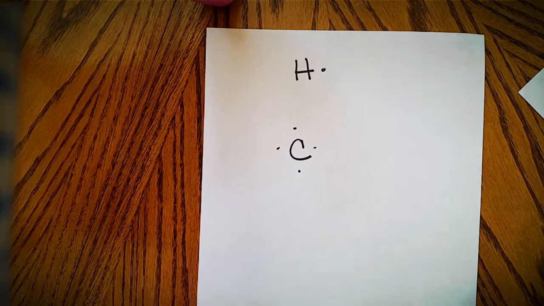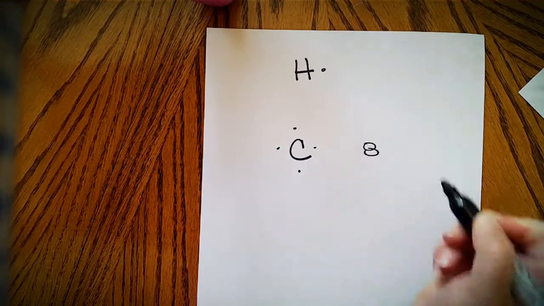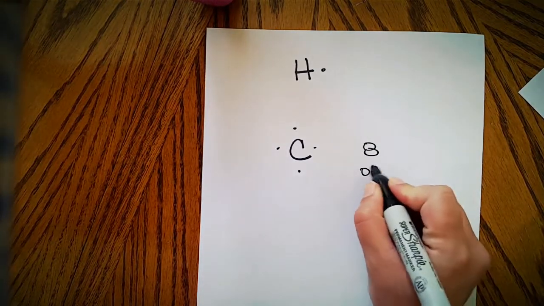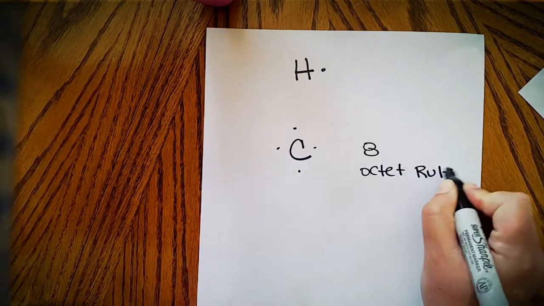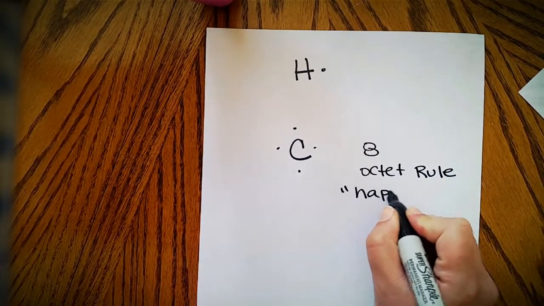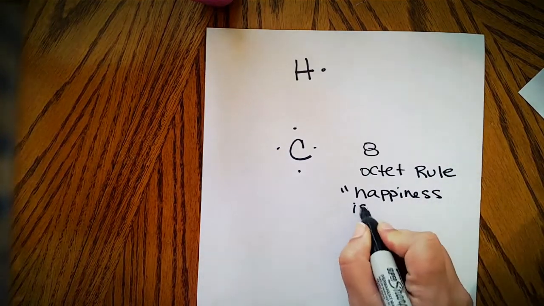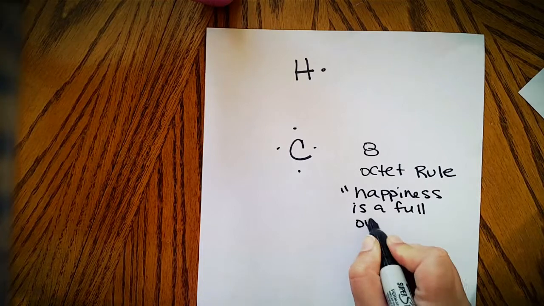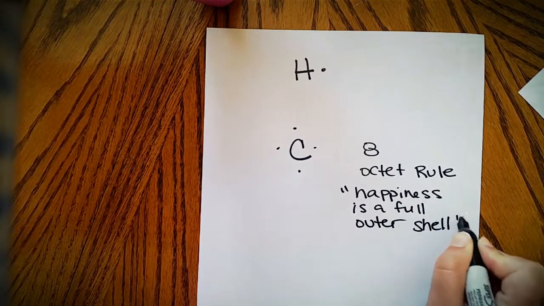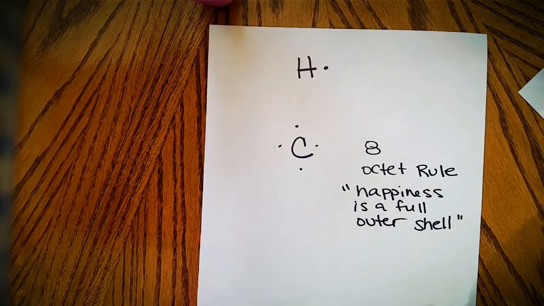So carbon likes to have how many valence electrons when it forms a molecule? How many electrons does any atom want to have? Okay, and the correct answer is 8. It wants to have 8 electrons, and we refer to that as the octet rule, where you will hear me say all the time that happiness is a full outer shell. Everything an atom does in terms of its bonding, its behavior, the way it interacts with other atoms is in an attempt to have a full outer shell.